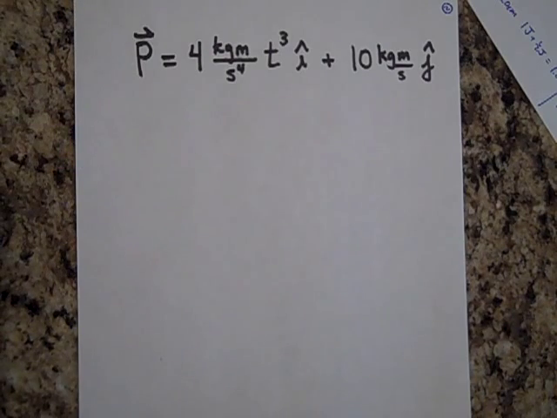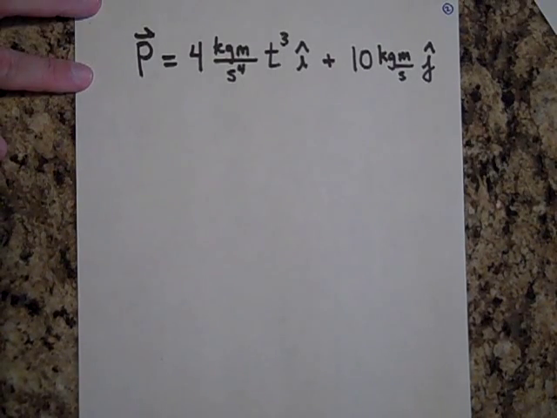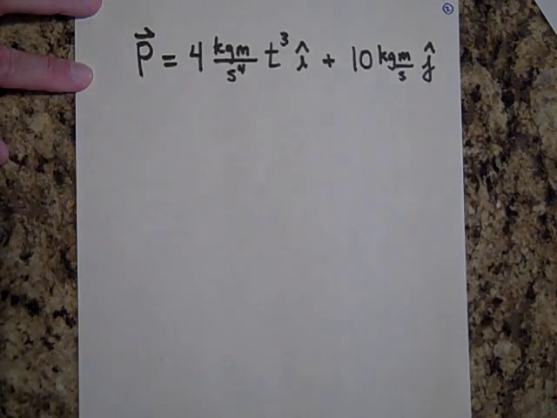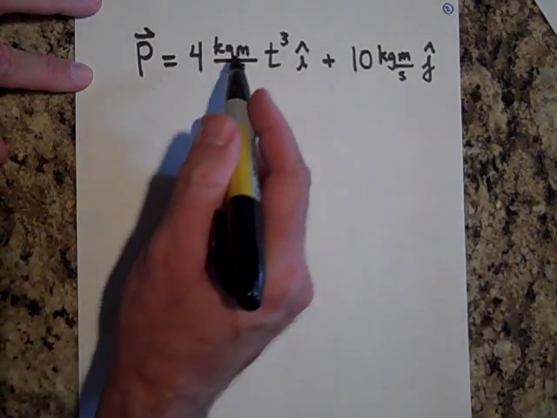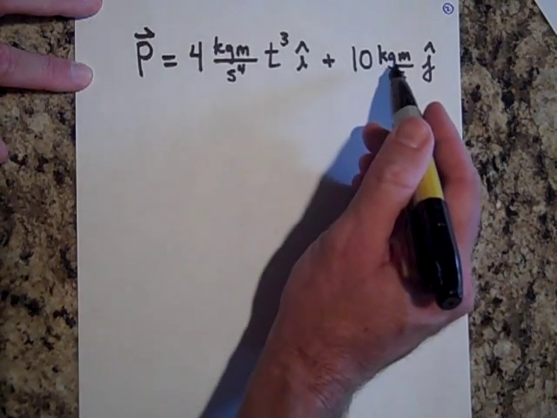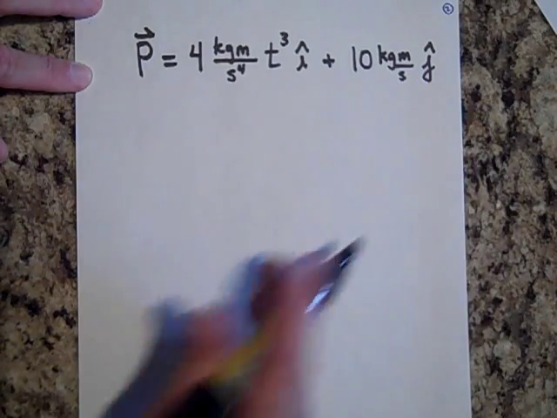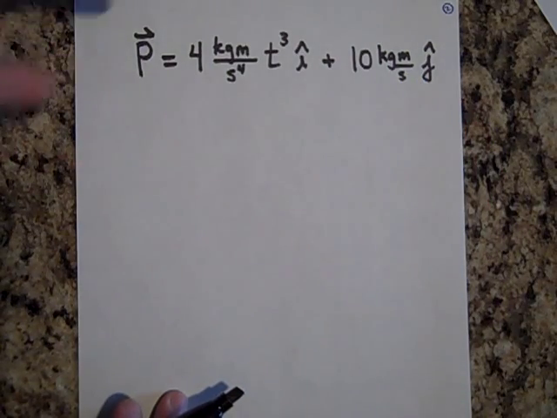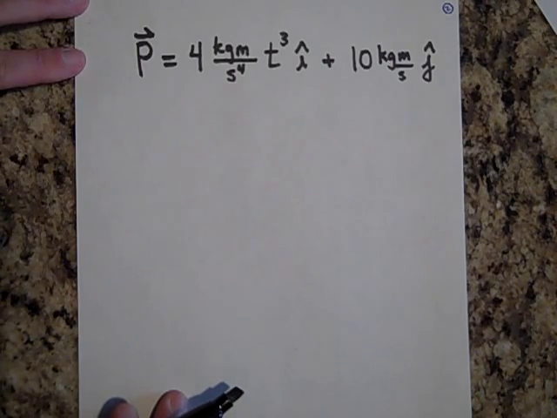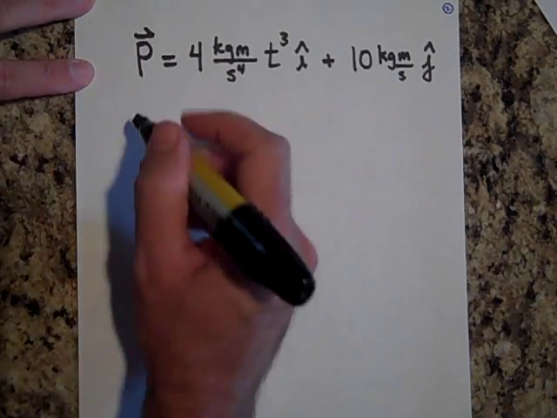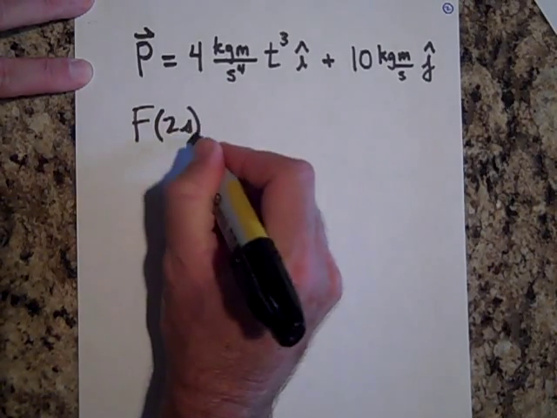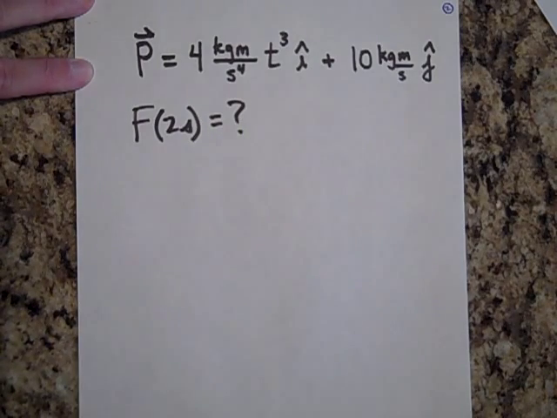Okay, if we have an object that has a momentum vector that varies with time according to this equation, that would be 4 kilograms meters per second to the 4th times t cubed in the i direction plus 10 kilograms meters per second in the j direction. Could you tell me what the force is at a time of 2 seconds? So the question is, what is the force at a time of 2 seconds? Okay, pause.